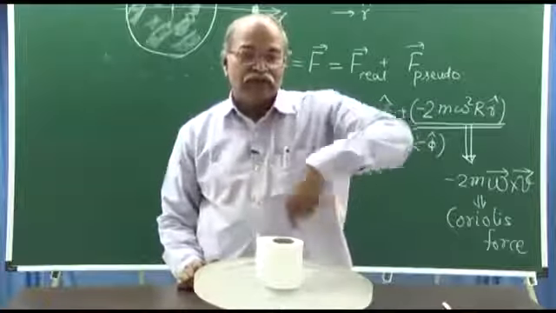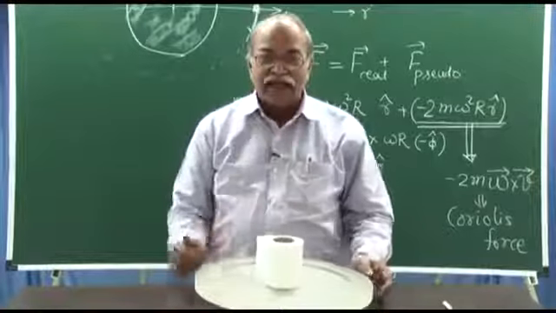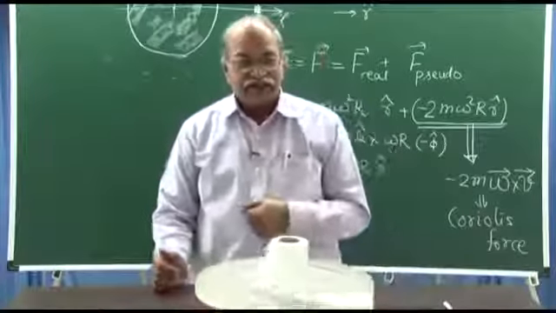And reverse, do it this way, and with the left hand I will rotate it so that it will go anti-clockwise, omega will be upward, Coriolis force should be in this direction and it should open up. Just see, it does.